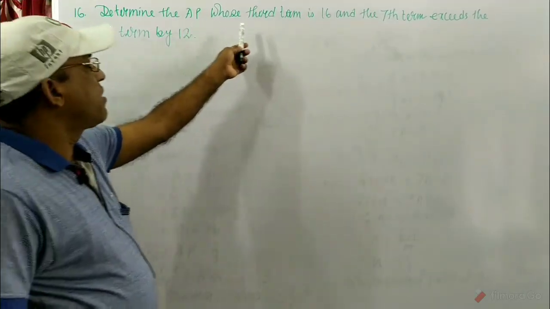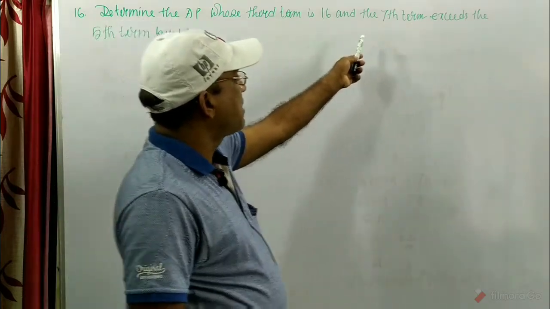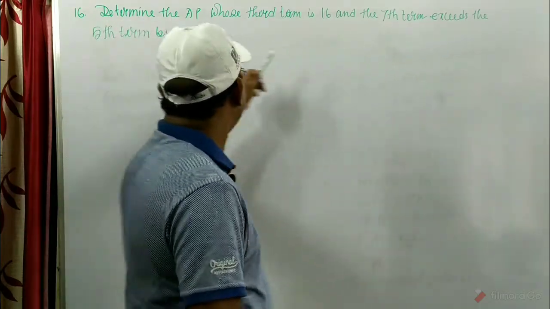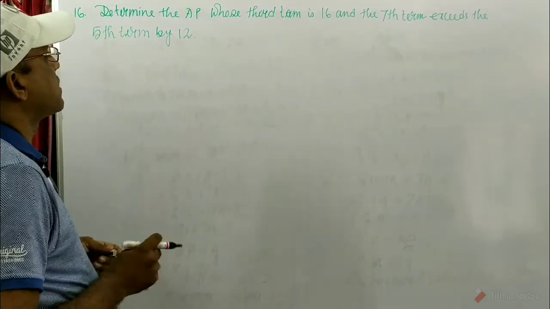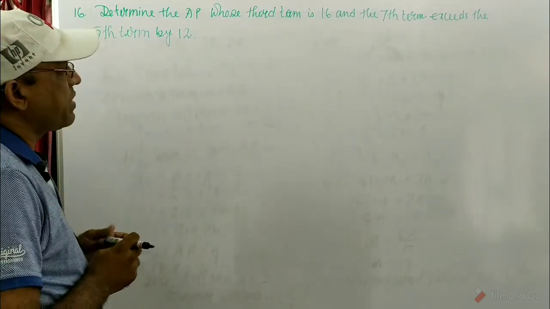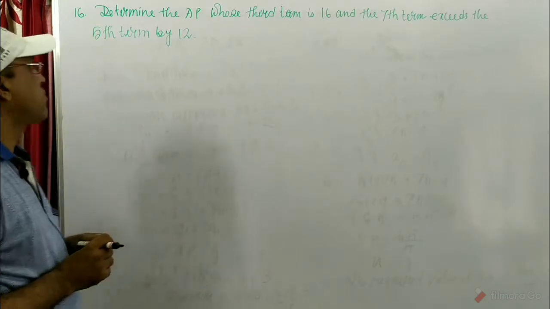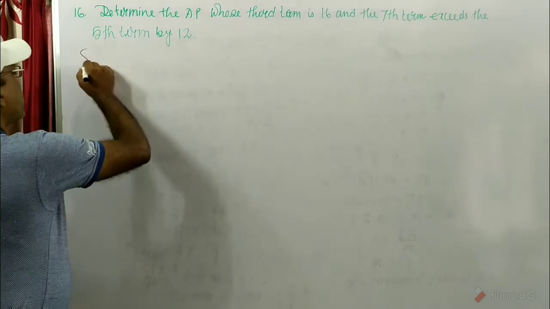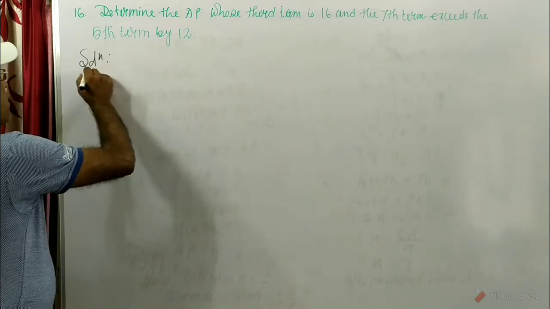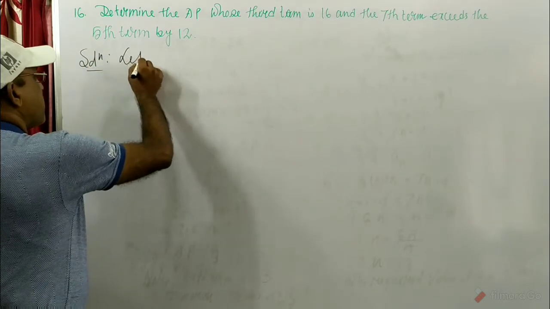Now we consider problem number 16. Determine the AP whose third term is 16 and whose seventh term exceeds the fifth term by 12. Now we don't know the first term and common difference. First we consider the first term and common difference.